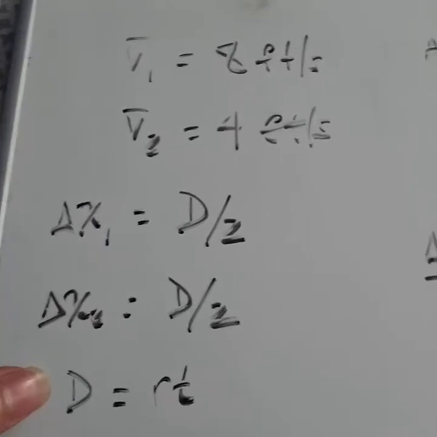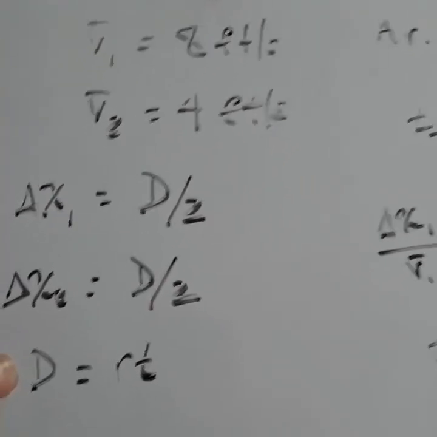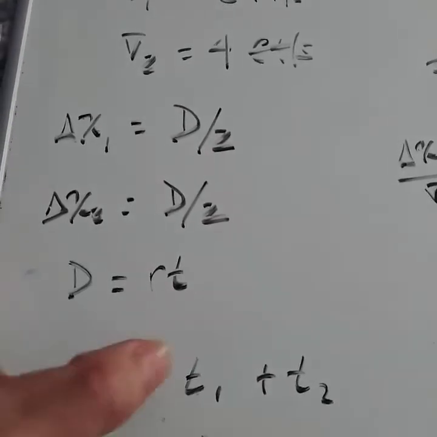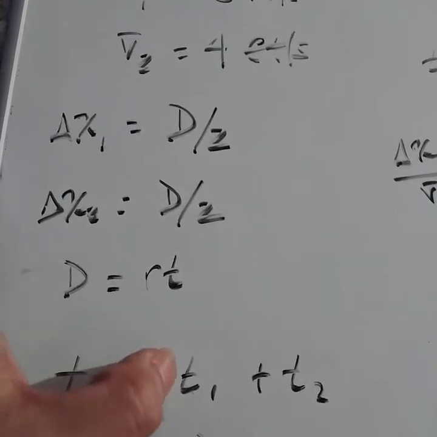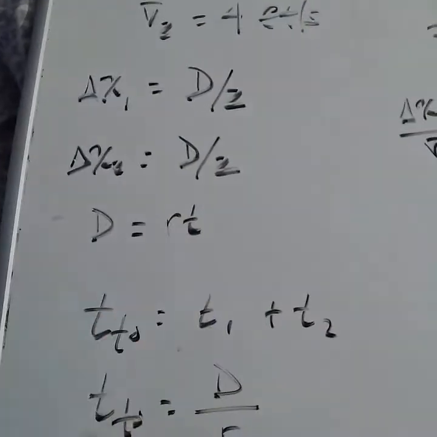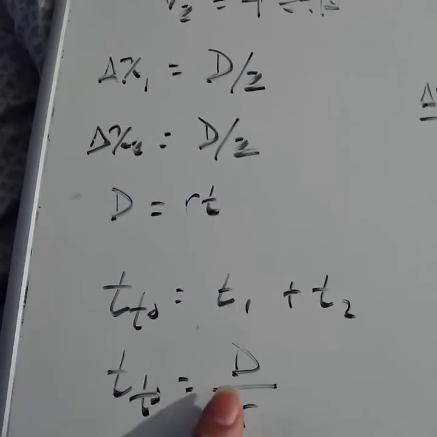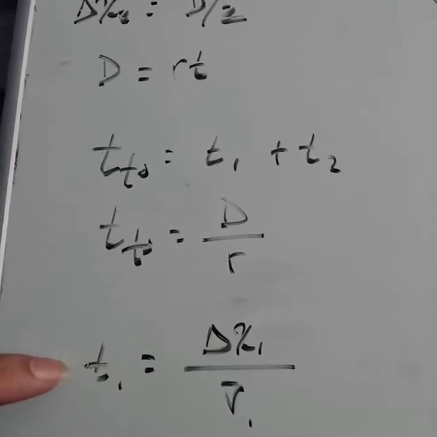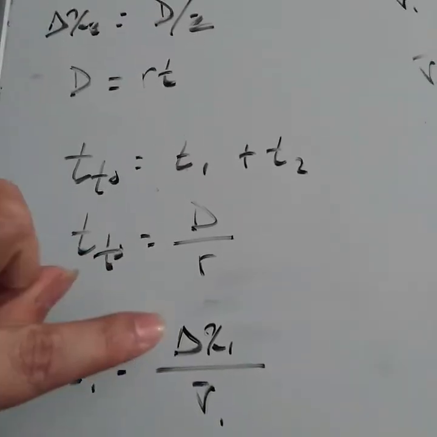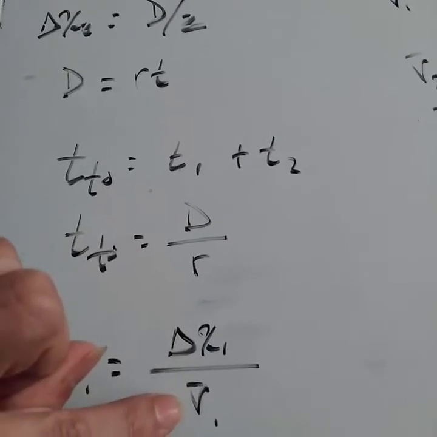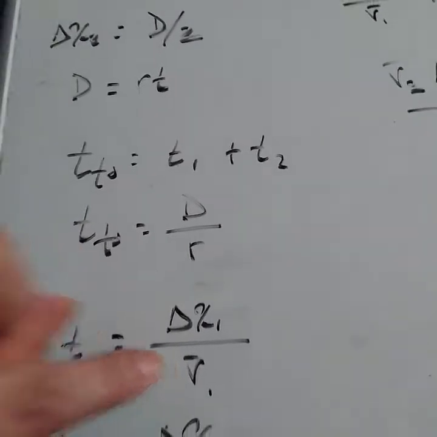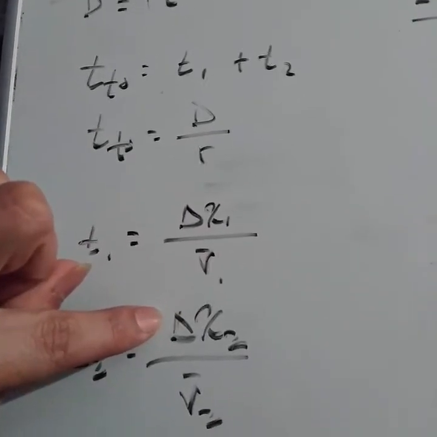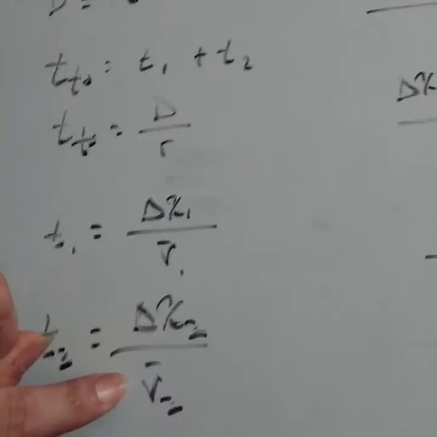Then we have our distance equation: distance equals rate multiplied by time. Now we're going to have our time total. Our time total is equal to the duration of time in the first segment plus the duration of time in the second segment. We also have time total is equal to the total distance divided by the rate. So T1, the time for the first segment, is equal to the distance that he traveled in the first segment divided by the speed that he maintained in the first segment. Then time for the second segment is equal to the distance that he traveled in the second segment divided by the speed that he maintained in the second segment.